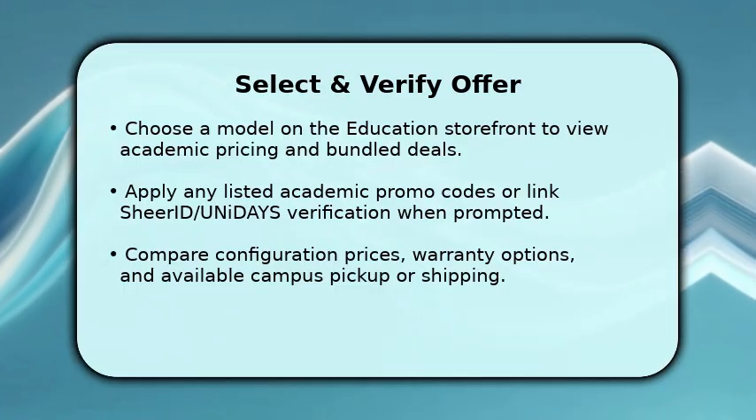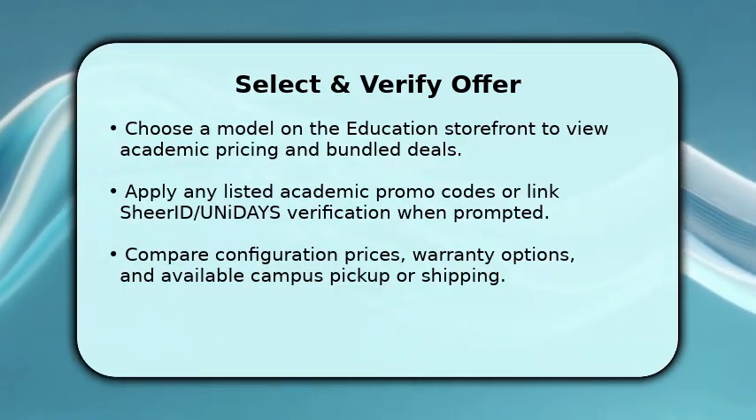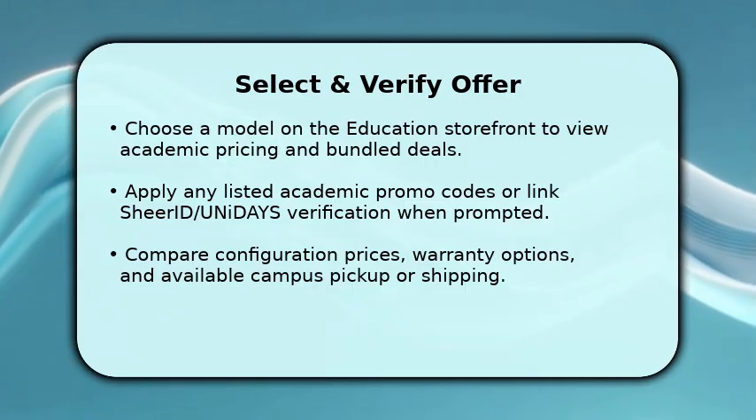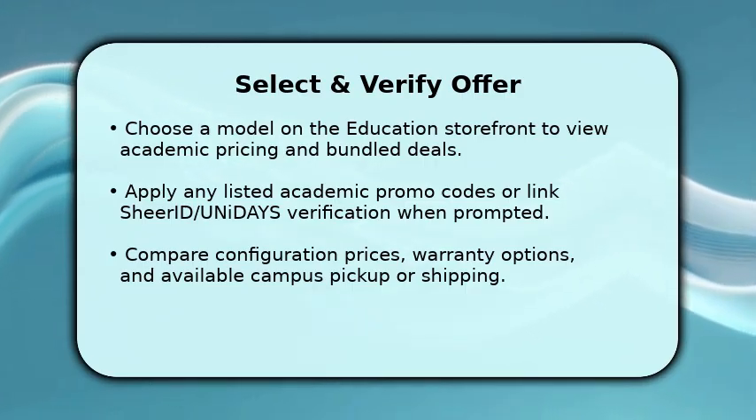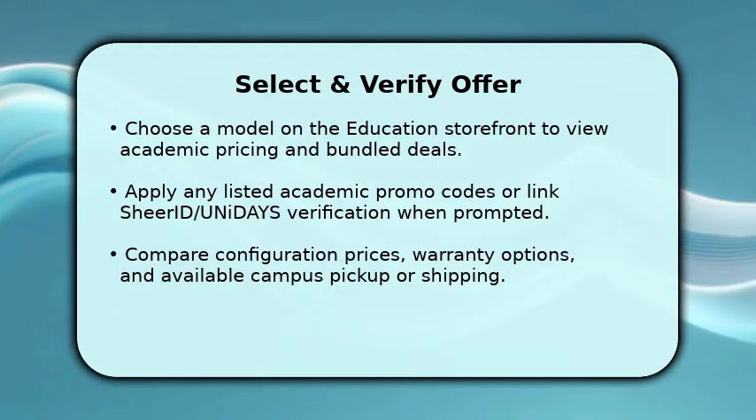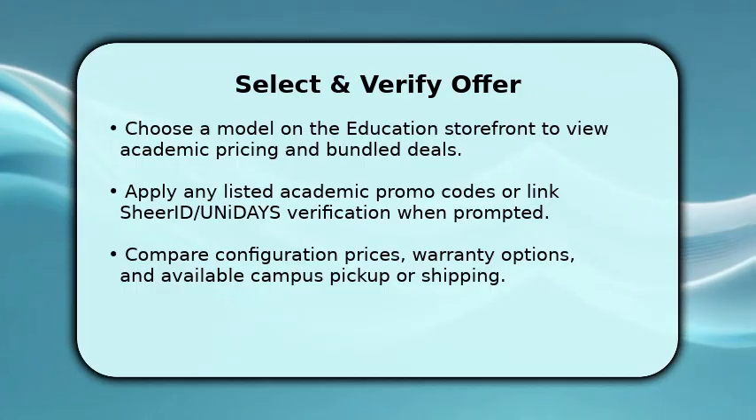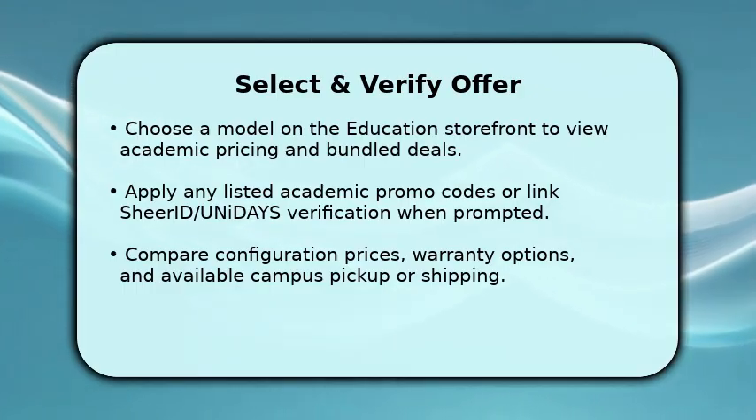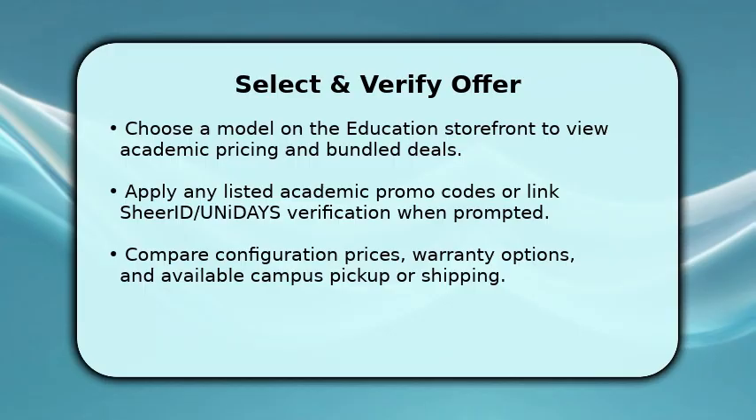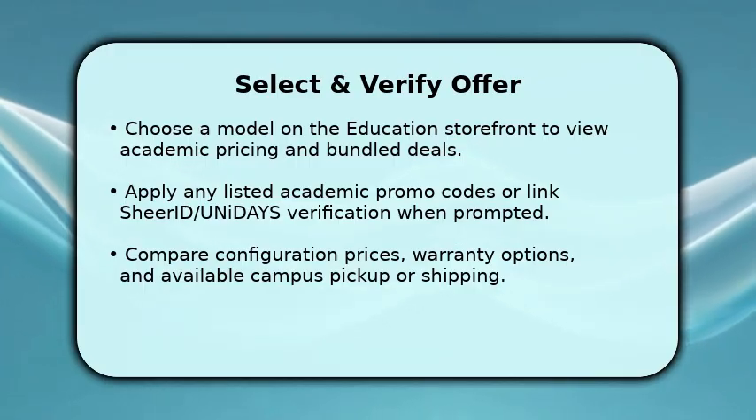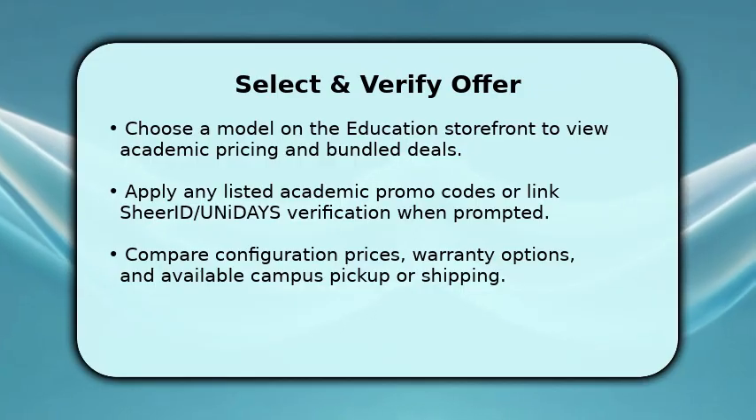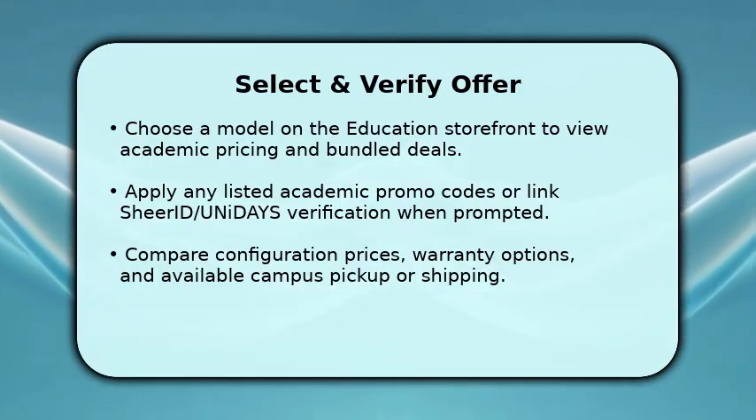When prompted, upload your verification document or connect your Unidays/SheerID account. Once validated, the academic price should appear. Make sure to add warranty or upgrade options here if you want them. If you have a separate promo code, enter it at checkout. Note that some codes cannot stack, so prioritize the best reduction and confirm the final price before proceeding.